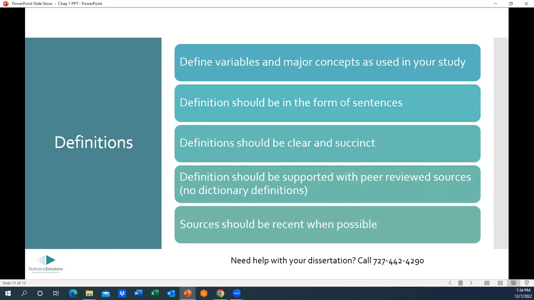And the form of the sentences for your definitions can be pat. They can be really not mechanical, but you don't need to change it up. They can be as simple as, emotional intelligence refers to, or emotional intelligence is defined as, right? Pretty straightforward constructions for the sentences.